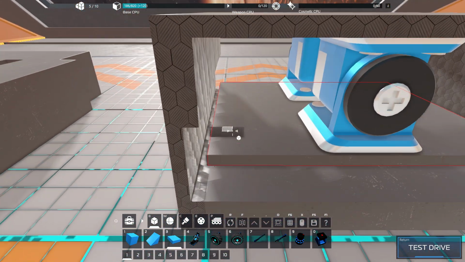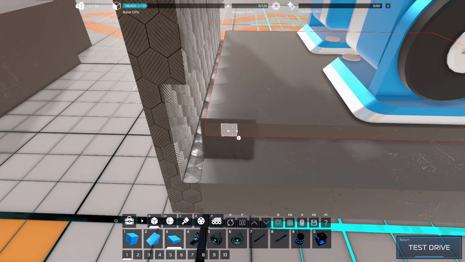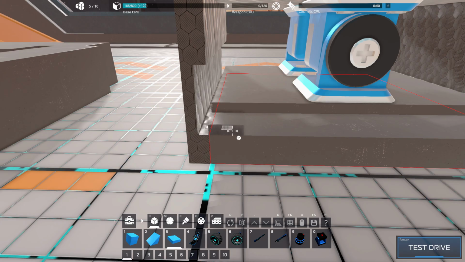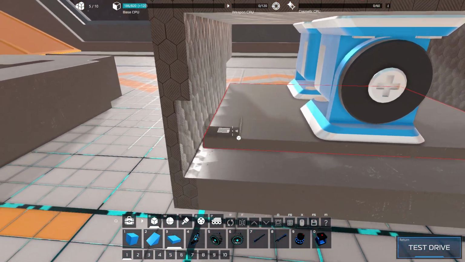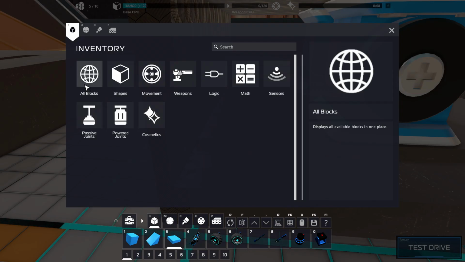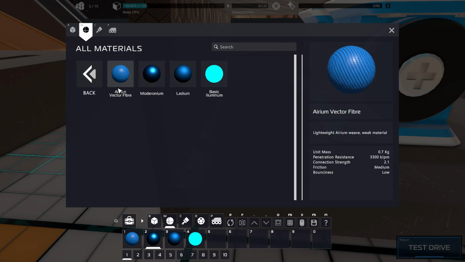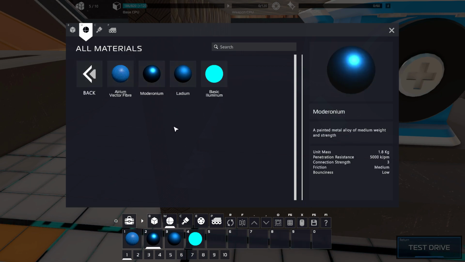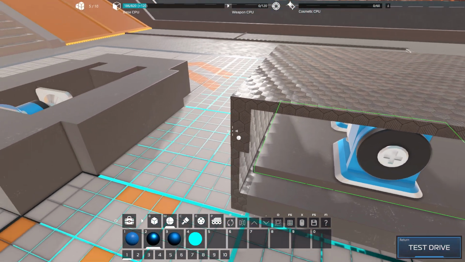Now the physics here are really wonky, and I think it's just artifacts of physics engine spaghetti code, but you have to use medium material for this. I've been messing around with these for a while. If you use the lighter material, or if you use the heavier material, it doesn't seem to work. So the laudium and the arium don't seem to work very well. Midornium is quite nice for both types of torque generators.